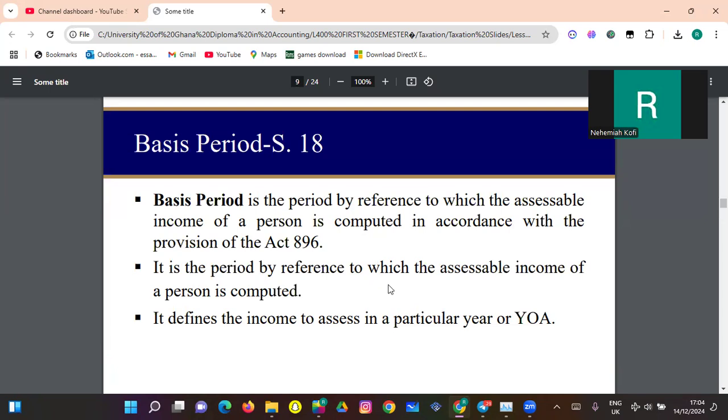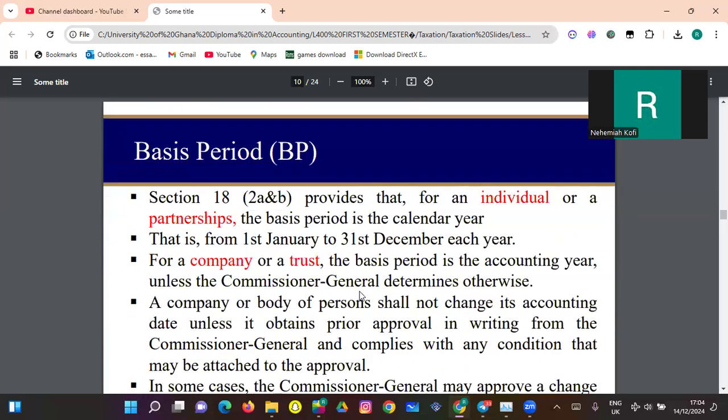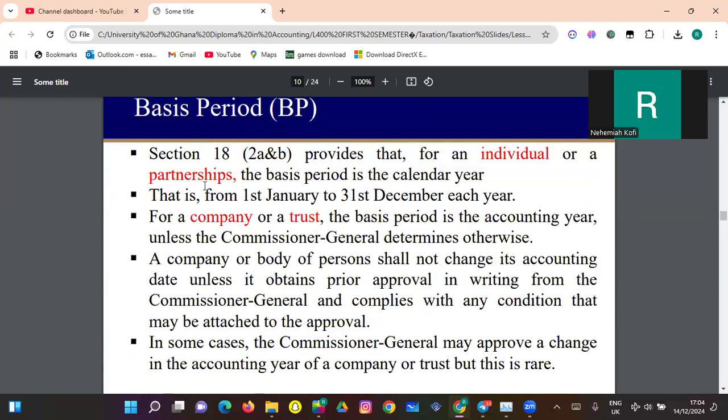You get it? So if in case the year of assessment is from 1st January to 31st December, and you open a business that starts from, let's say, July, right? Even though your year of assessment is between 1st January and 31st December, your basis period will start from the July you started the work up to the ending of that year, right? For that particular year.